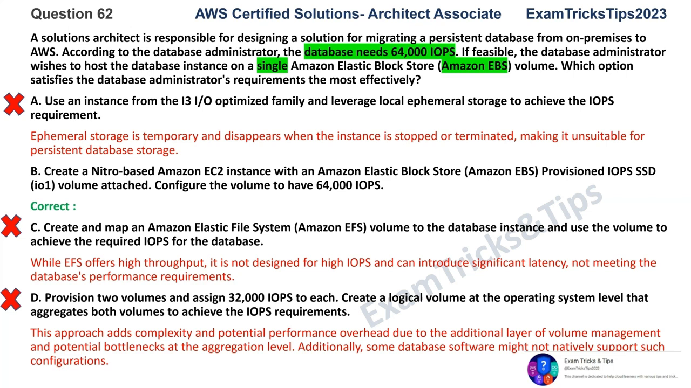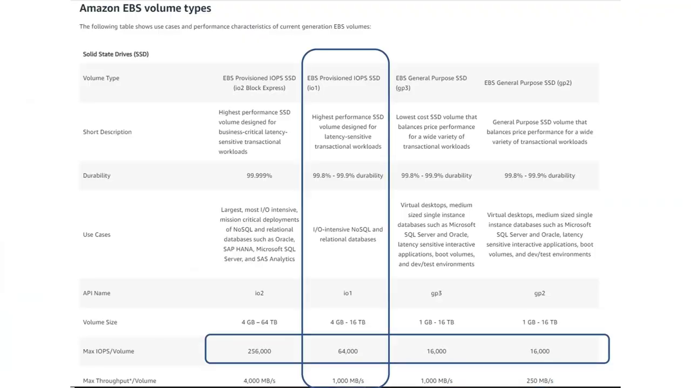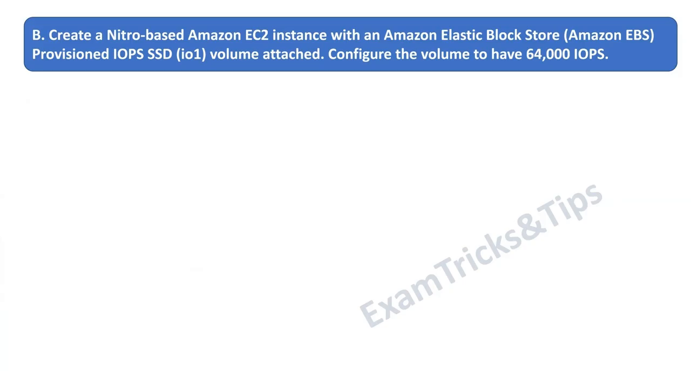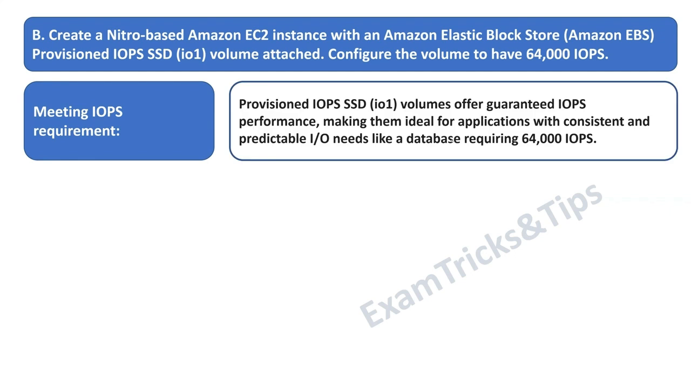The option that is correct for this particular question is option B, based on the documentation we have seen earlier, which is EBS Provisioned IOPS SSD io1 volume type. Let's dive into the characteristics and benefits of this particular solution. This is more like a revision. So first one is meeting the IOPS requirement. We have seen this SSD type io1 volume offers guaranteed IOPS, and it goes up to 64K IOPS, and that's what the database requirement is.